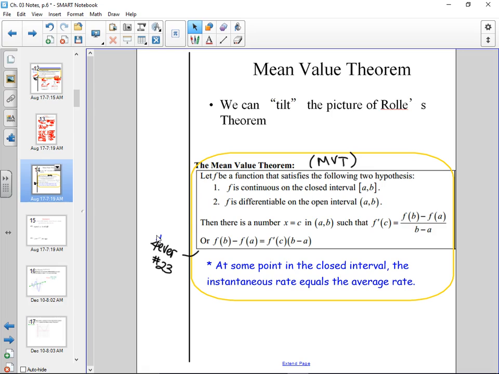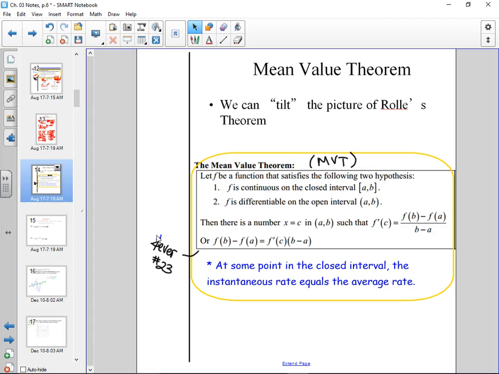And whatever that slope is, F of B minus F of A over B minus A, the slope between the 2 points, has to be what the derivative is at least once in between A and B. Another way of saying it, the derivative, the instantaneous rate, has to equal the average rate. Another way of saying it, the slope of the tangent line has to equal the slope of the secant line. But let's get some pictures so we can visualize what's going on, okay?